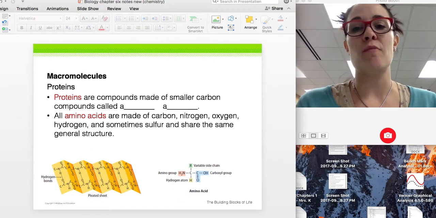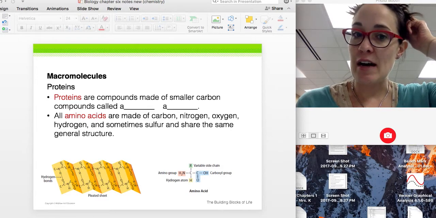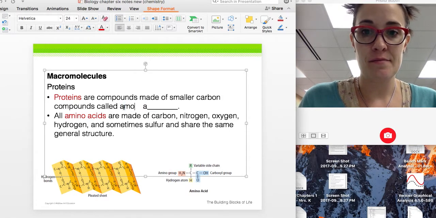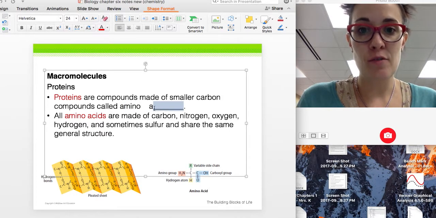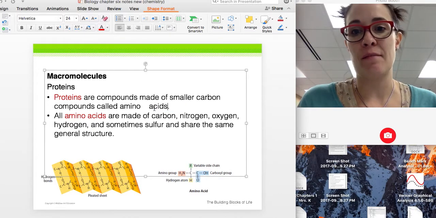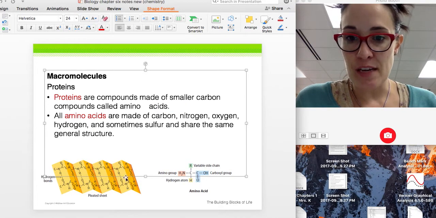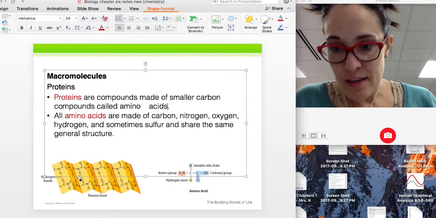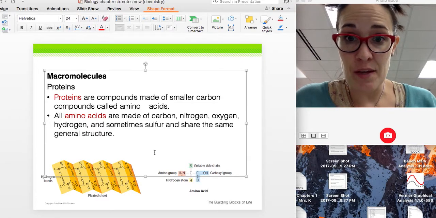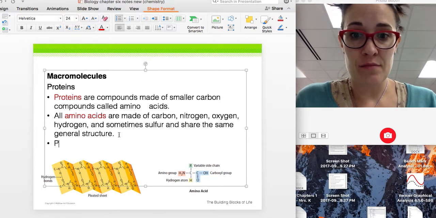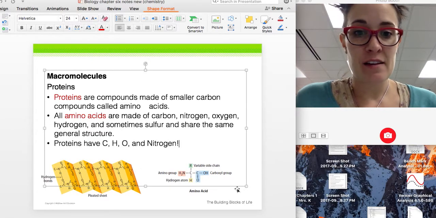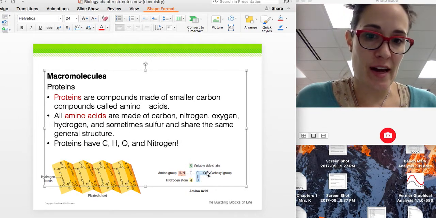Proteins are another category of macromolecules, and they are made of smaller compounds, so their monomers are called amino acids. So if you put a whole bunch of amino acids together, you make a protein. And so here is a protein. Look at all the carbon, oxygen, hydrogen, and they also have nitrogen in proteins, so let's add that. Proteins have carbon, hydrogen, oxygen, and nitrogen. Boom, that's a kicker. And here's the structure of an amino acid.